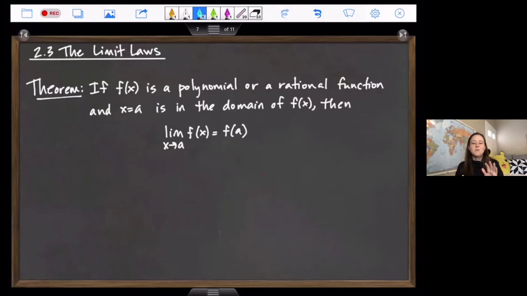So this says if you're dealing with a polynomial, so something with x cubes, x to the fifth, things like this, or a rational function, that's when you divide two polynomials, and you have a number that's in the domain of the function, which means you can plug it in and get an answer. You're not taking the square root of a negative number or dividing by 0, anything like that. Then you can just plug in. So if you have the limit as x approaches a of a function, if you can find f of a, then that's equal to the limit, as long as we're talking about polynomials or rational functions for now.